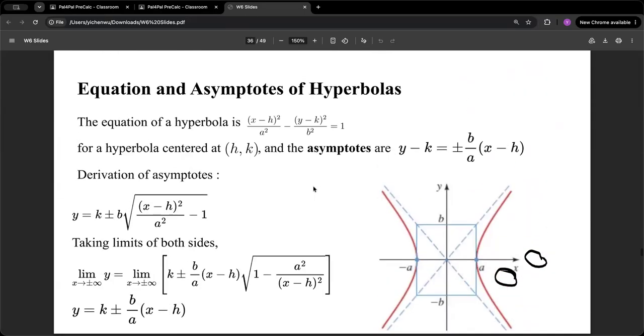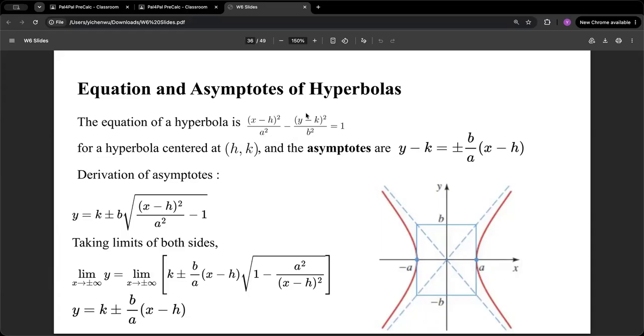And now for equations. This is the equation for a hyperbola centered at (h, k). You might notice it's pretty similar to the ellipse one, but with a minus sign instead of a plus sign, which I'll prove later. And then the asymptotes are y minus k equals plus or minus b over a times x minus h. And here's the proof right here.